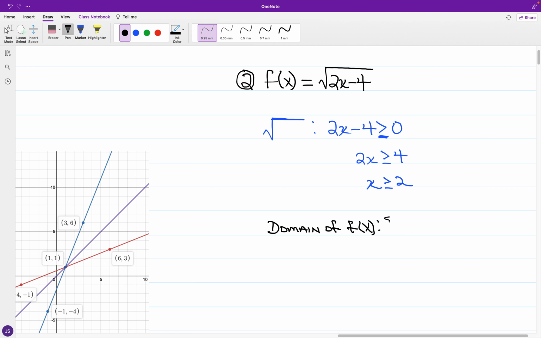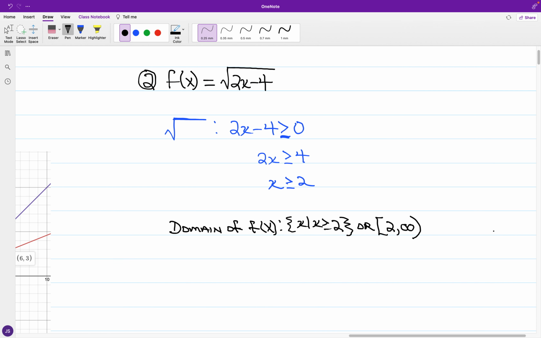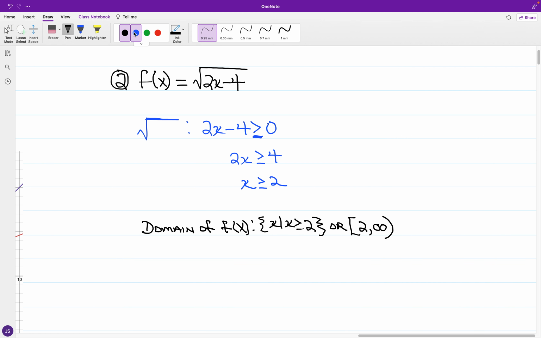So we have the set of all values of x whereupon x is greater than or equal to 2. And you can also use interval notation. So we have a bracket at 2, and we have going out to infinity, which is boundless, thus the parenthesis. And now, in the case of f of x equal to the square root of 2x minus 4, in the case of tackling the range.